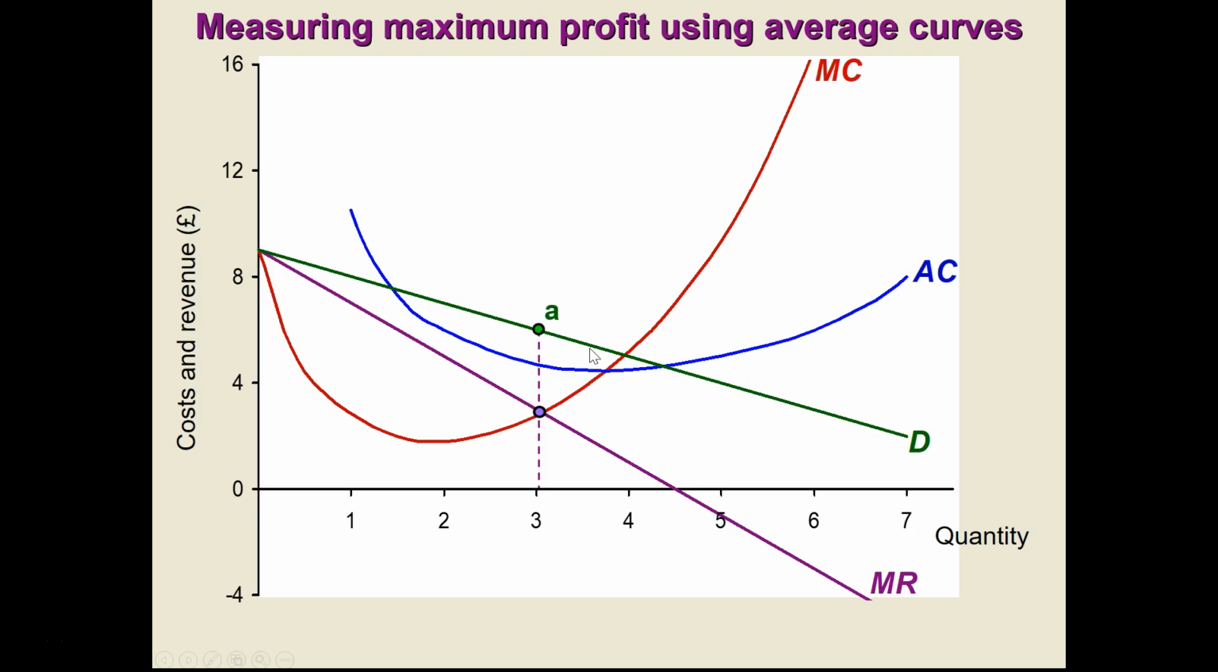So what we'll need to do is go all the way up to point A on the demand curve. And this point will determine the price charged, while point B on the average cost curve will determine how much it would cost us per unit to produce this number of units. In this particular situation, we can see that point A is at £6. In other words, when we produce 3 units of output, we can sell them at £6 each.